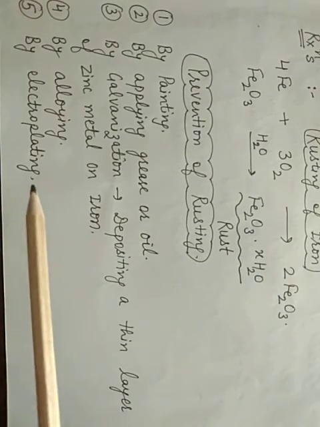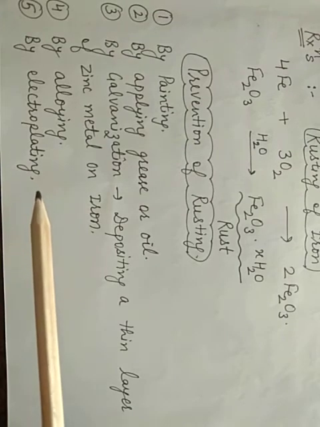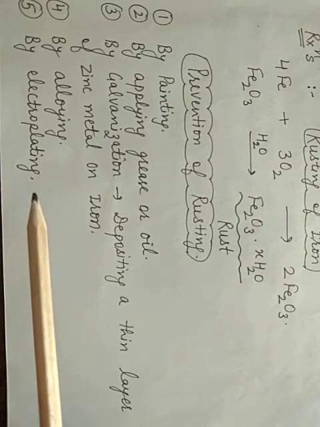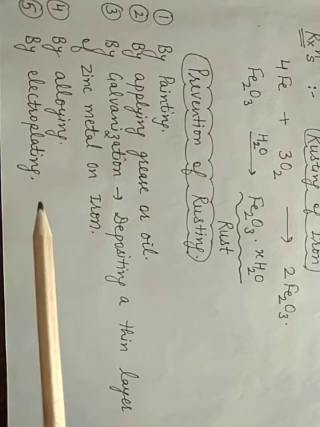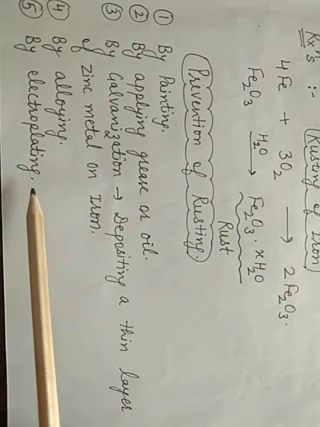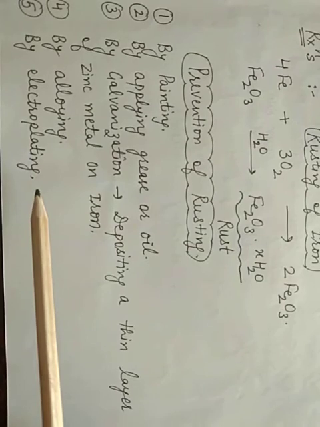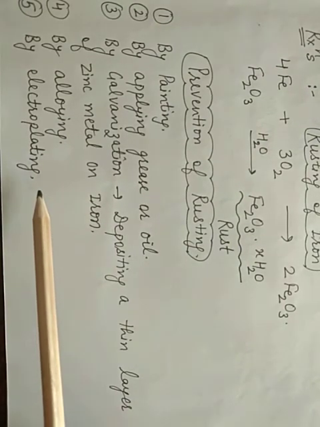Now the fifth method is electroplating. It is the process of plating one metal onto another by electrolysis. This is used for decorative purposes. Examples: copper plating, silver plating, etc.